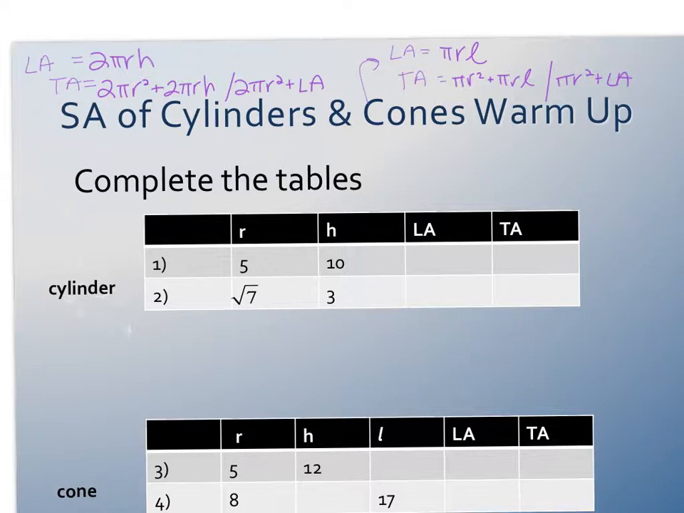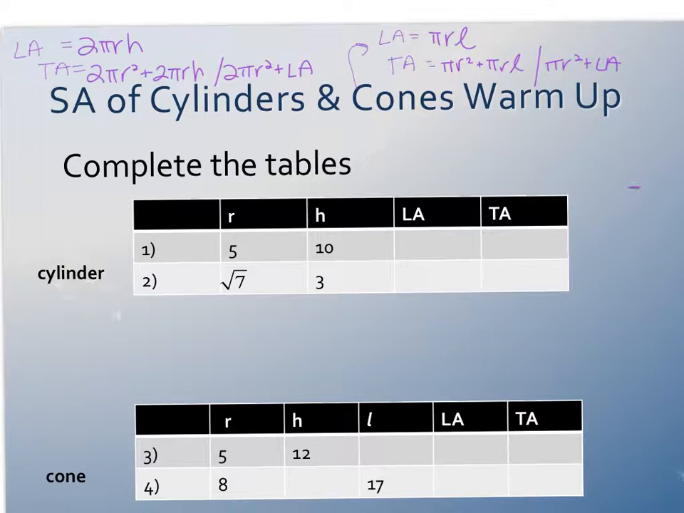So cylinder, in this table, it's going to ask you to complete. It's giving you the radius and the height, and it's just asking you to complete the lateral area and the total area. Remember, the cylinder, like a soup can, would have 2 circles, one at the top and one at the bottom. This segment would be the radius of the circle, and then the h would be the height.